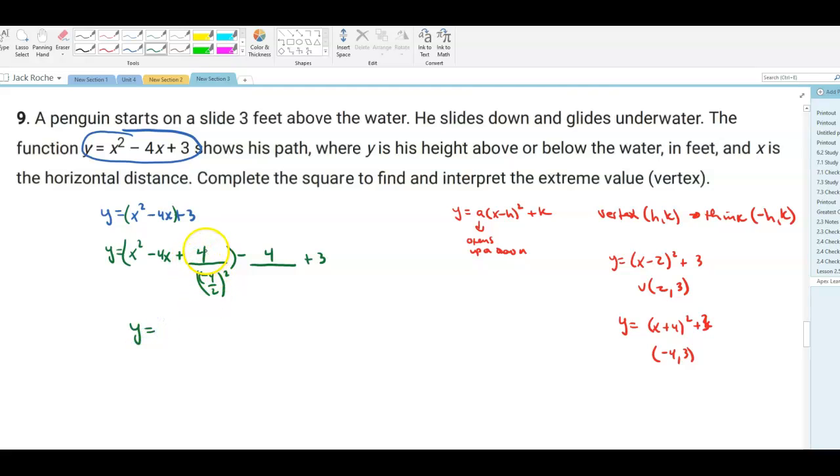And now, what multiplies to give you 4 and adds up to negative 4? That would be negative 2 and negative 2. So it's (x minus 2) all squared. Negative 4 plus 3 is minus 1. So right away we know, since our a value is positive 1, it opens up. And our minimum is going to be at the vertex. And the vertex is the opposite of negative 2, which is positive 2. My y-coordinate is going to be negative 1.